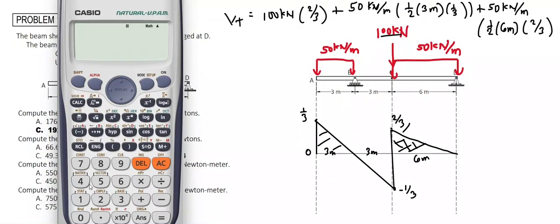Now solving, we have 100 times 2/3 plus 50 multiplied by the area of this right triangle between A and B, plus another 50 times the area of the right triangle between C and D.